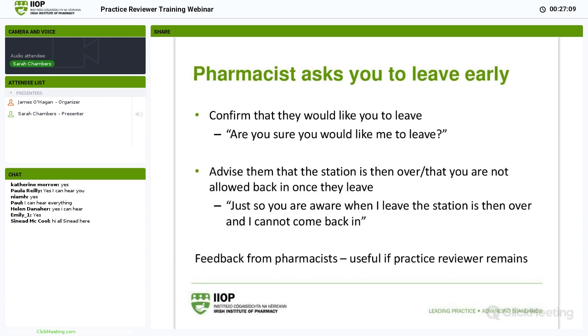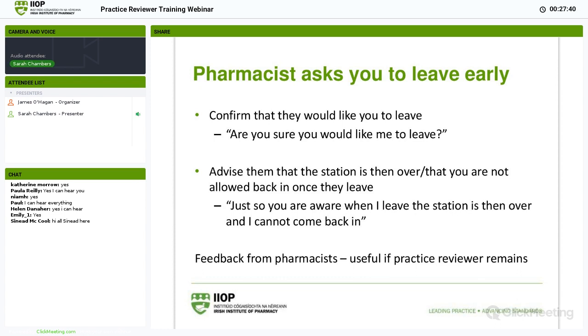So that leads me nicely into what to do if a pharmacist does ask you to leave early. So confirm that they're happy for you to leave, whatever language you feel comfortable with. And it is really important that we do advise them that by leaving, that means that the station is then over, so that you can't come back in if they think of something else to add. So feedback from the pharmacist is that it's actually really useful if the practice review remains. And we do provide that feedback to participants going into the review as well.